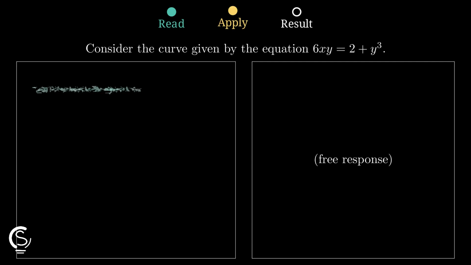tangent dy dx equals 0, so 2y equals 0. Substituting y equals 0 into 6xy equals 2 plus y cubed gives 0 equals 2, which is impossible.